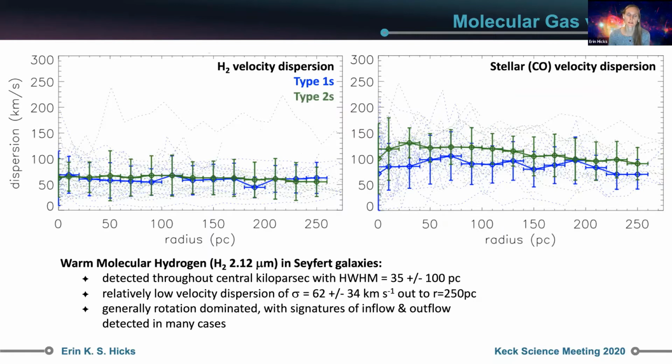We see this is lower than what we find with the circumnuclear stars, which is hovering around 100 kilometers per second. And I'll note that although the kinematics suggests that the molecular hydrogen is generally dominated by rotation, there are significant signatures of inflows and outflows in many of these galaxies.